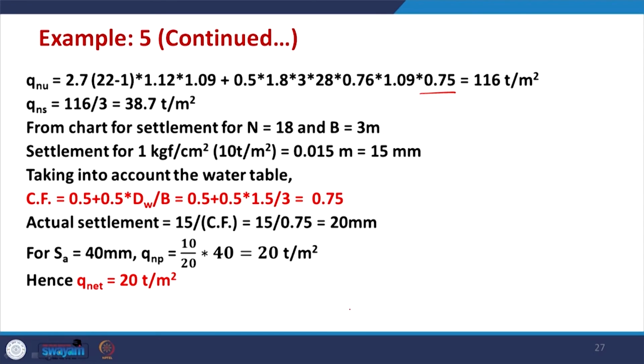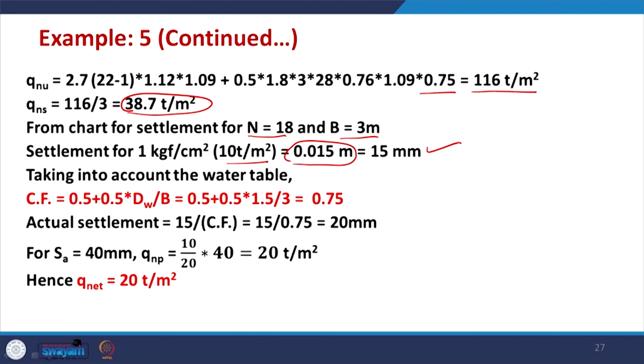Putting all the numbers, you get the value of QNU, that is net ultimate bearing capacity. Factor of safety was given 3. So, this is the net safe bearing capacity from the bearing capacity point of view. And for this QNS, from chart for settlement, we get n equal to, for now let us see the settlement. There is a chart in IS code for settlement which we have already discussed in the last lecture. For n equal to 18 and B equal to 3 meter, from the chart given for the settlement, we get the value of settlement for 1 kilogram force per centimeter square, that is 10 ton per meter square, equal to 0.015 meter, that is 15 mm.